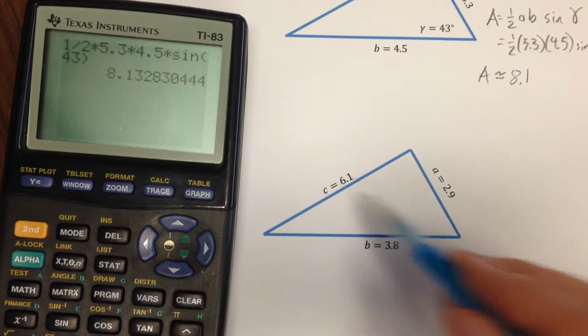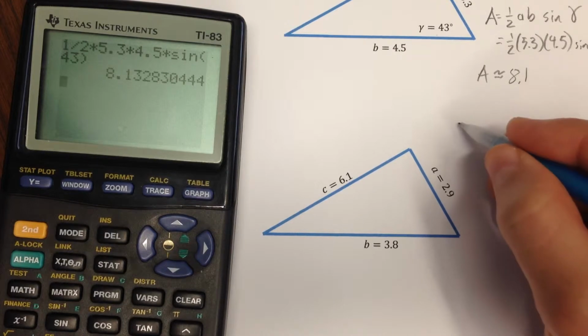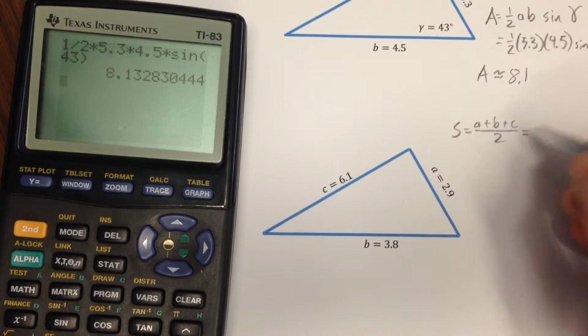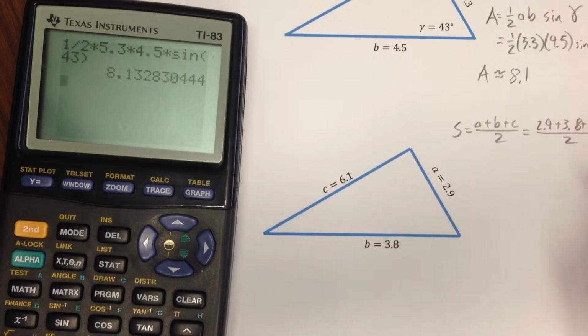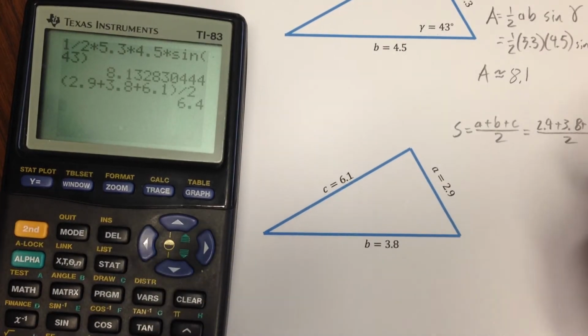Notice here I have the three side lengths. So this is a classic candidate for Heron's formula. Heron's formula tells you first to calculate A plus B plus C over 2. So we'll calculate 2.9 plus 3.8 plus 6.1 over 2. Well, not approximately, exactly 6.4.